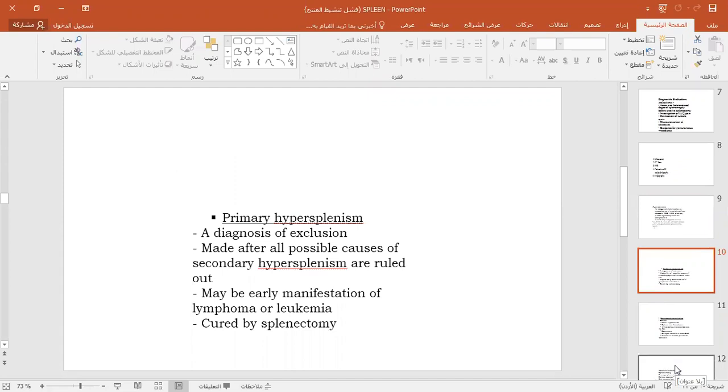Usually hypersplenism is either primary or secondary. Primary hypersplenism is usually diagnosed by exclusion, made after all possible causes of secondary hypersplenism are ruled out. It may be an early manifestation of lymphoma or leukemia. When there is no cause, we should suspect malignancy like lymphoma or leukemia. Usually it is cured by splenectomy.